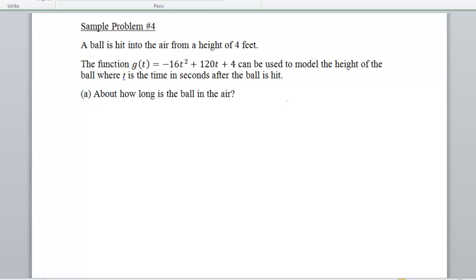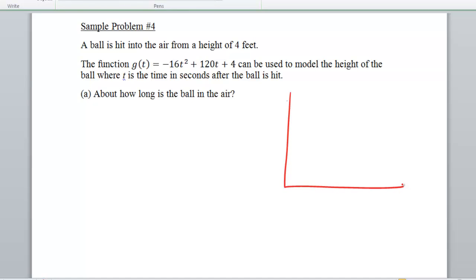Alright, for this last sample problem we're going to use our graphing skills for a little different type of problem here. What we've been given is a model of a function of a ball that's being hit in the air, and then of course is eventually going to come back down and hit the ground. And they want to know in the first part how long the ball stays in the air. So what I'm going to do is give myself a visual of what that's going to look like to start.